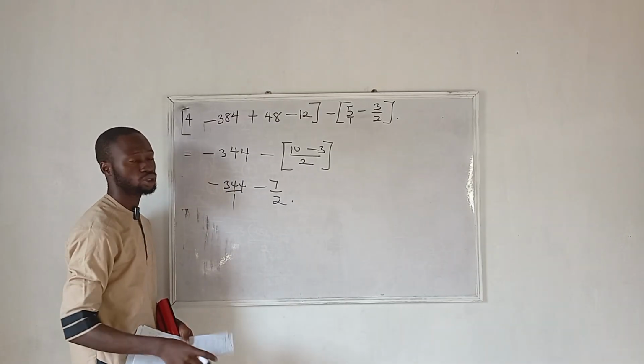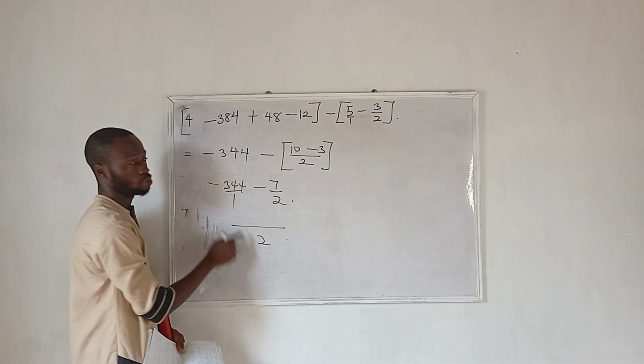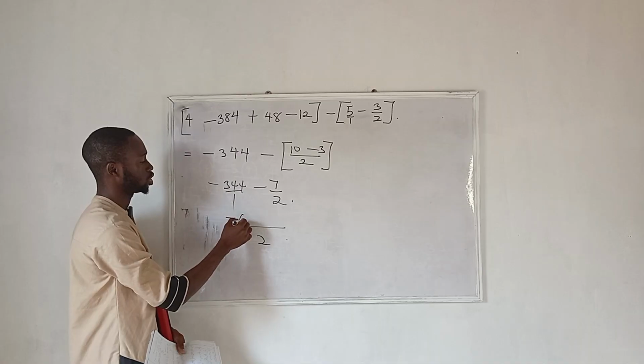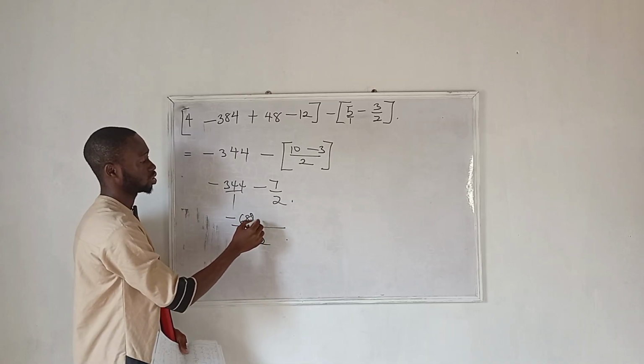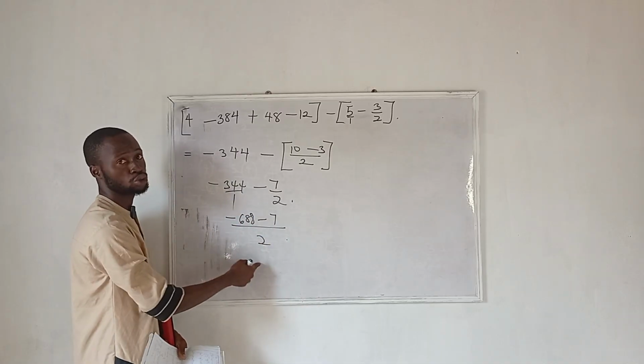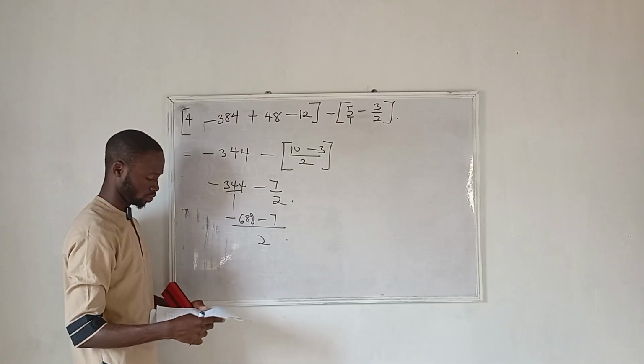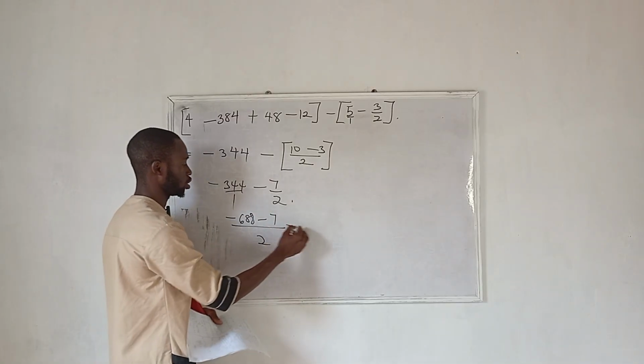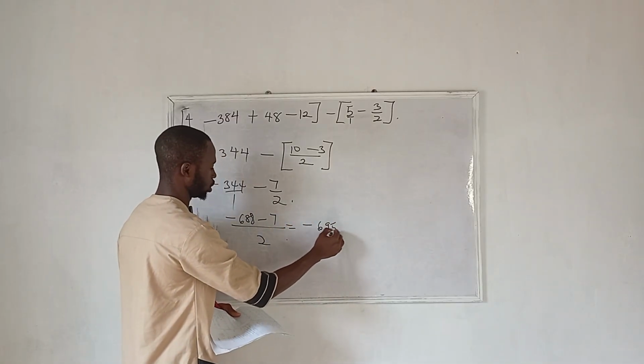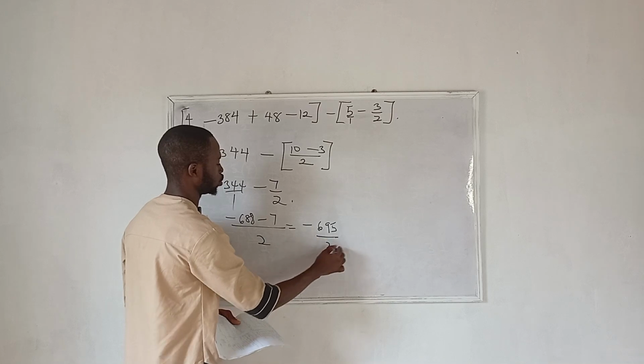Then you can find the LCM of the 2 of them. LCM is as well 2. 1 and 2, 2. 2 times this is minus 6, 8, 8. Minus 6, 8, 8 minus 7, because 2 into 2 is 1. 1 times 7 will give you 7. And the final answer to our question is minus 695 over 2.